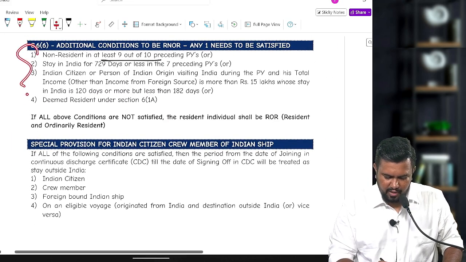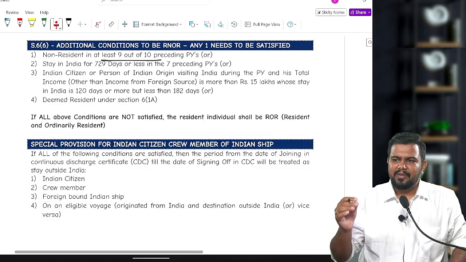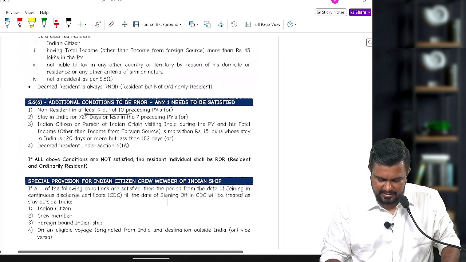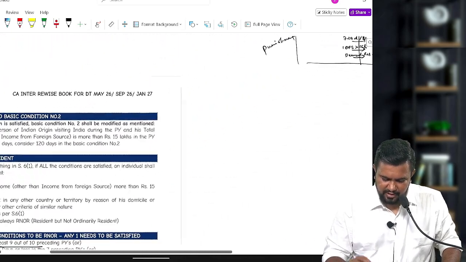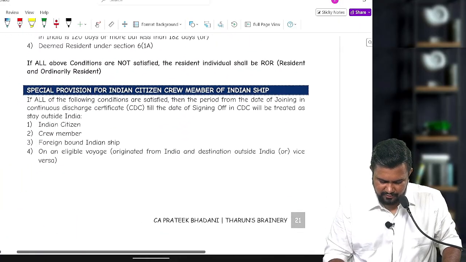If all these 4 conditions are not satisfied, then sadly, the person will be called ROR, resident and ordinarily resident. Are you able to visualize? Okay, we'll solve a question also. At that time you test this, it will be very easy for you to find out the answer.